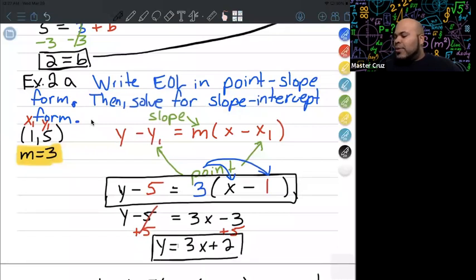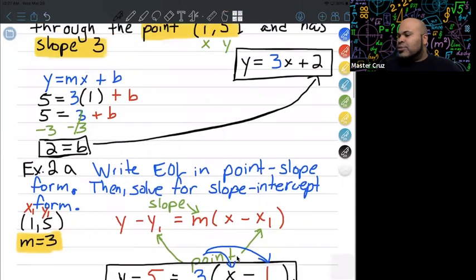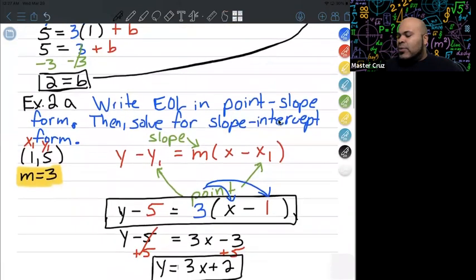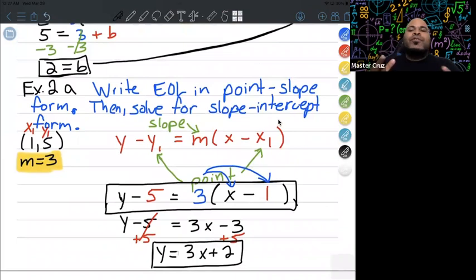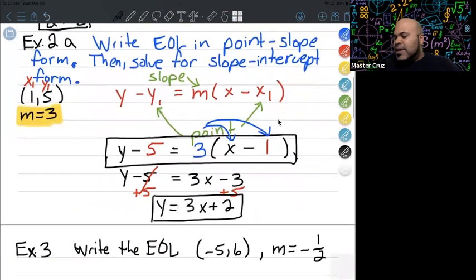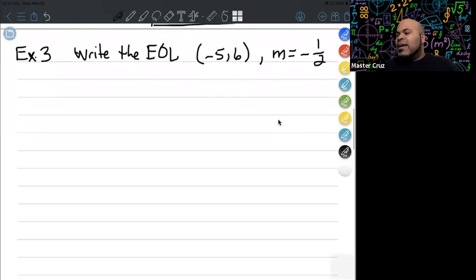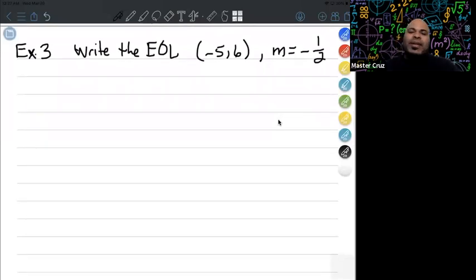Now, the cool thing about this is that if we compare this answer to the answer above, it's exactly the same. It's y equals 3x plus 2 and y equals 3x plus 2. So these are 2 different ways that you could find the same answer. Okay, let's write an equation of a line that has the point -5, 6, and the slope is -1/2. I want to show you how to do this when you have actual fractions so that you understand how to do it. Now you could use method A or method B, one of the two.